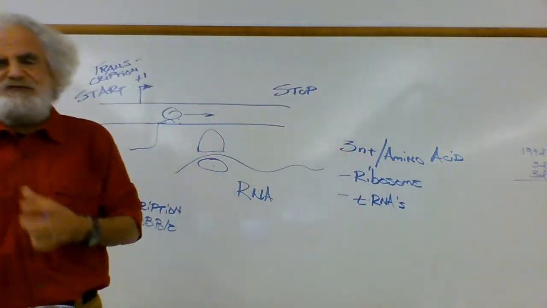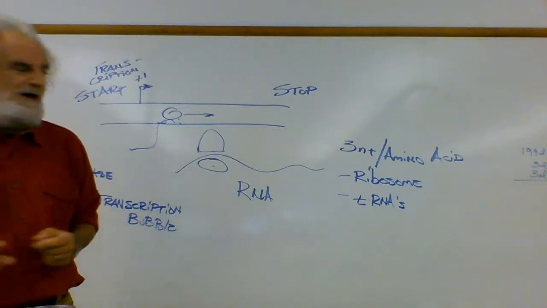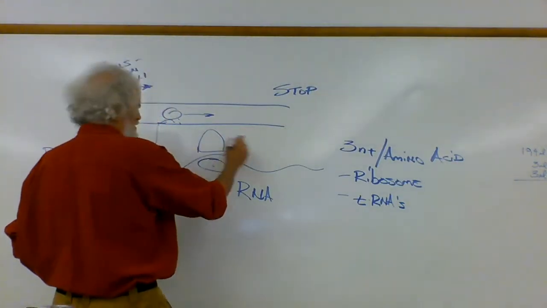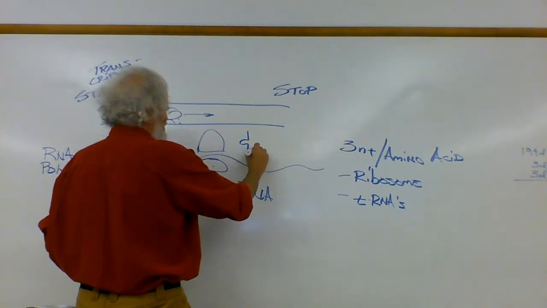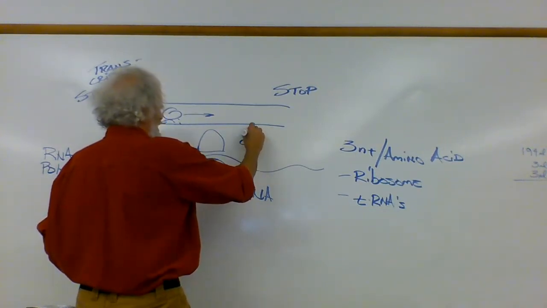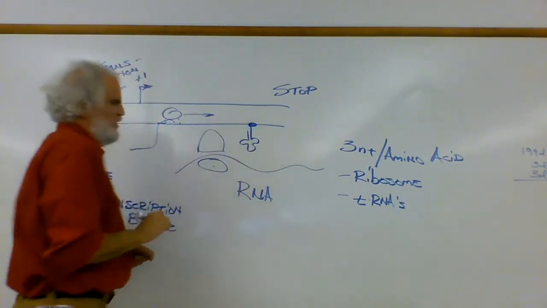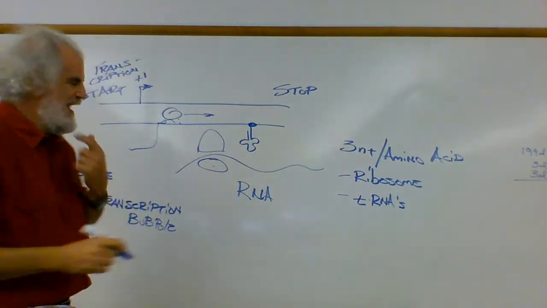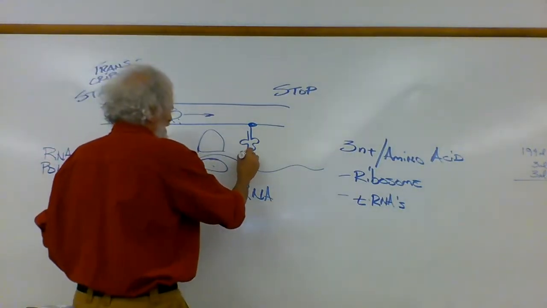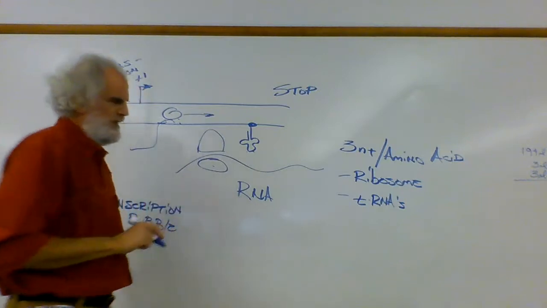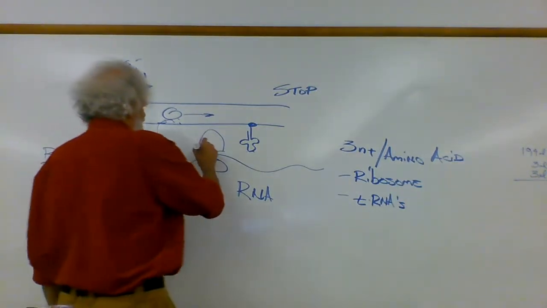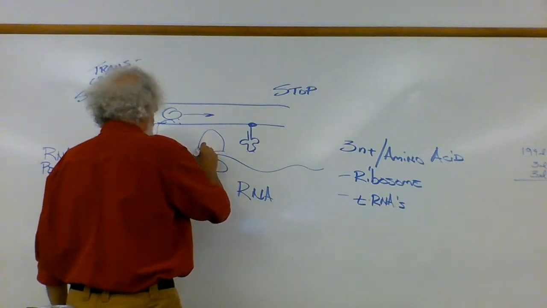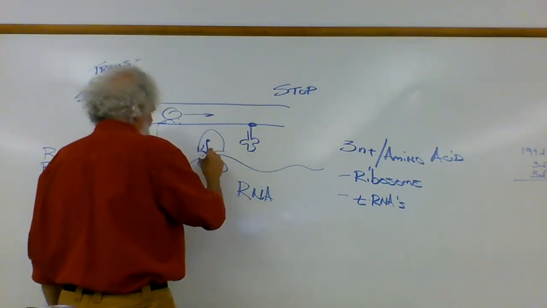tRNAs actually have sort of a cloverleaf shape to them. They look a little bit like this, or a cruciform shape. And the amino acid is coupled to one end, and they will base pair at that spot. It's referred to as the codon-anticodon interaction. And the tRNAs will be floating around in here.